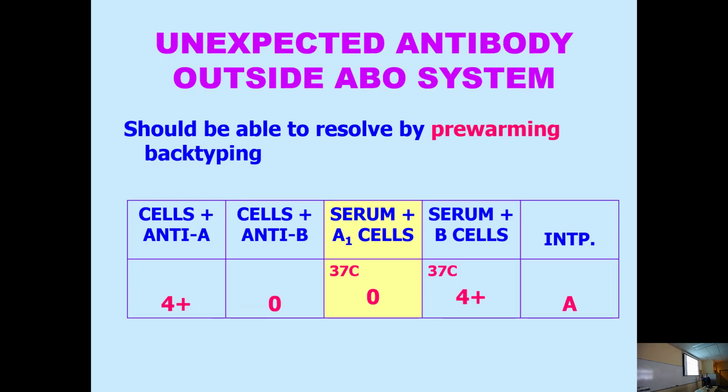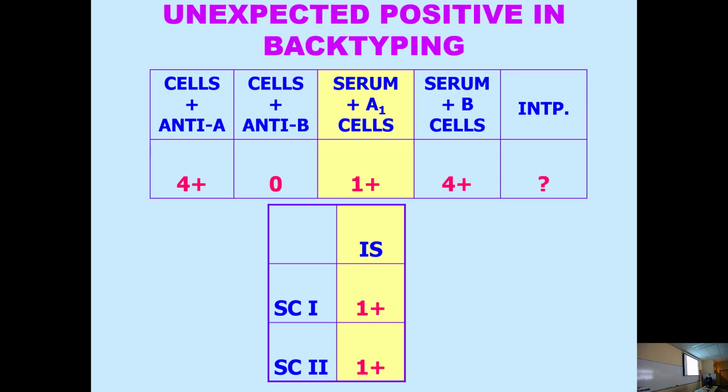So what we're going to do is a pre-warm. We're going to pre-warm our back type. We pre-warm it, we get rid of it. It was a cold agglutinin, and we're good to go. We resolved it, now it looks like an A. It's resolved.